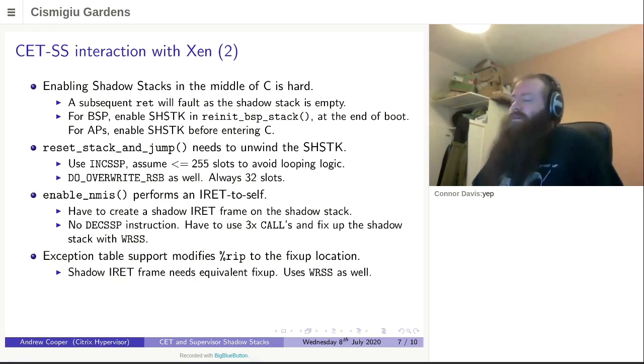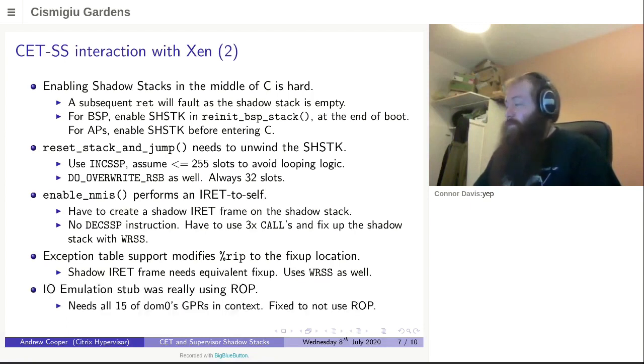Another big thing that was a problem was exception table support. One thing we do commonly is to execute an instruction and cope with a fault if it exists. So rdmsr_safe and wrmsr_safe would use this to catch the case where it wasn't safe. What we do is in the GP fault handler, we modify the return address. And the shadow IRET frame needs an equivalent fix-up to go along with that. Once those are in place, it all works rather well.